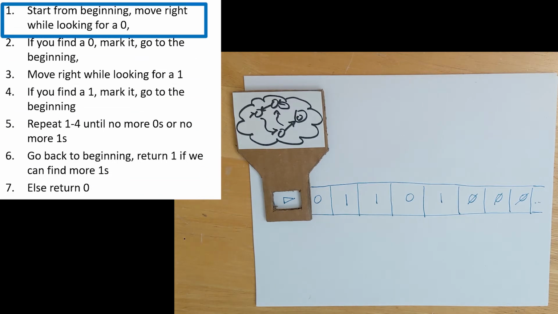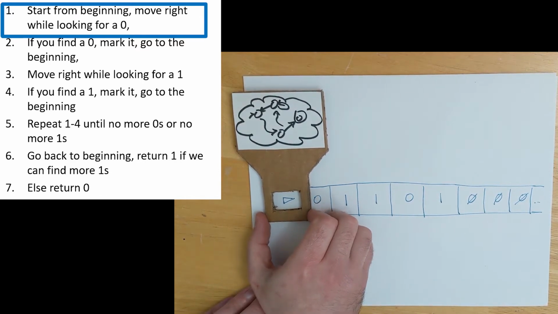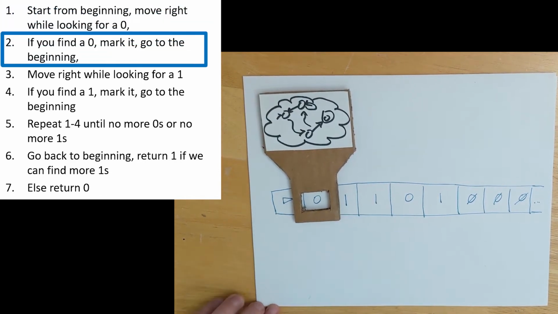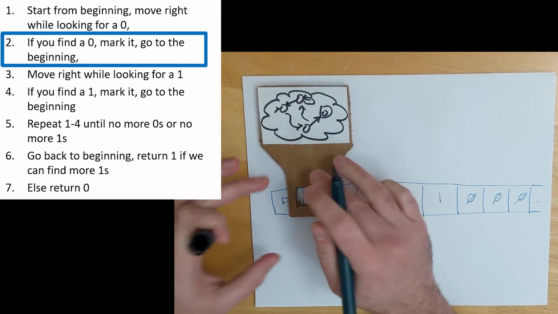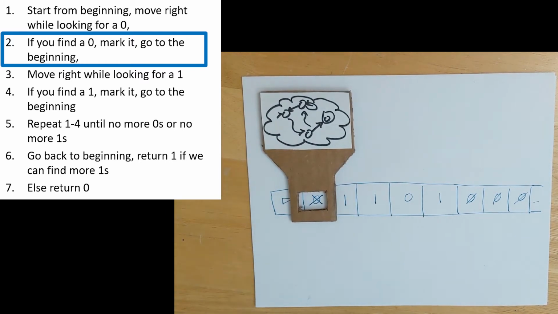All right, so let's walk through this pseudocode one step at a time to watch the Turing machine behave in this way. So we start with the Turing machine at the start of the tape, and what we're going to do in step one is we're going to move right step by step looking for a zero. So this is not a zero, we're going to move right. Now we have a zero, so we're good. We're going to go to the next step, which says we found a zero. Now we're going to mark it off. So the Turing machine is going to overwrite that zero with a marked zero or something like that.